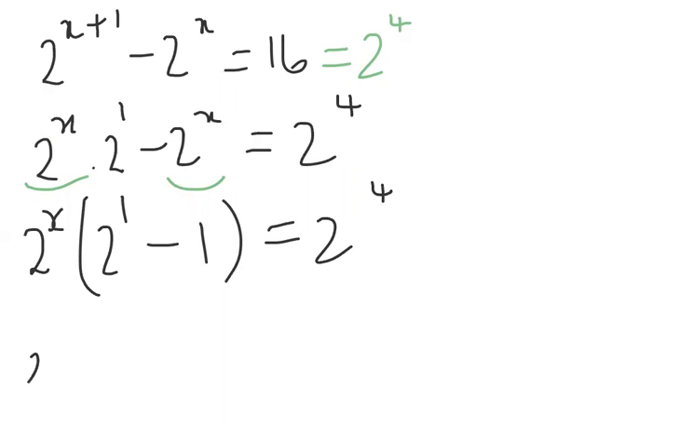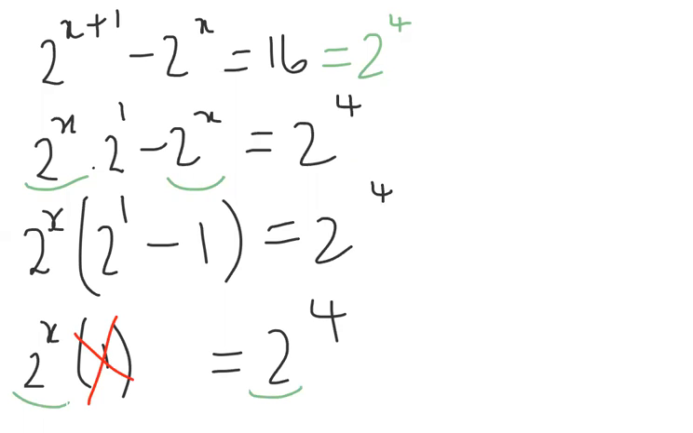Let's just simplify. In the bracket we have 2 minus 1. So that's just 1. Anything times 1 is just itself, so we don't really need the 1. We could have left it out. So this actually finishes everything, because now we have this 2 as a base, and we have this x here on top and the 4. So that just means the x equals 4.